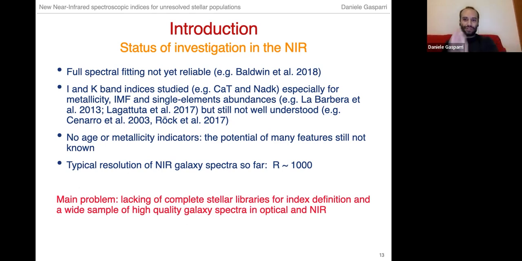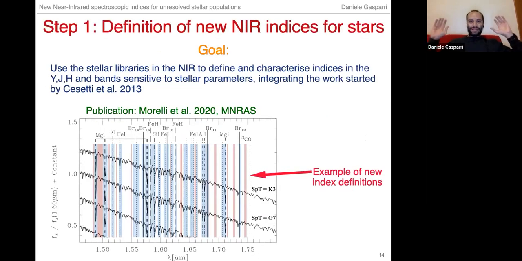But if we don't have reliable stellar libraries, we cannot say anything. So now we talk about my work and my findings. The first step I did was to collect the most recent stellar library to define new spectroscopic indices in the Y, J, and H bands.